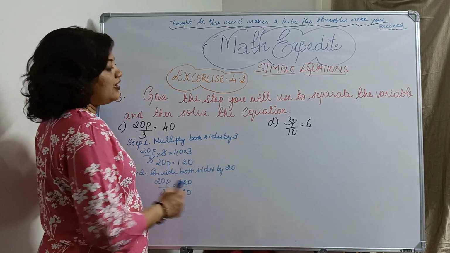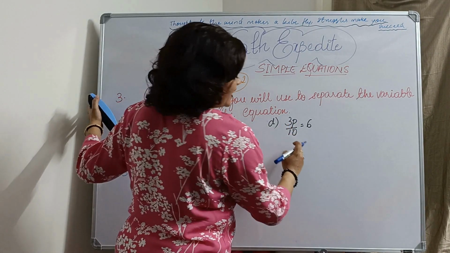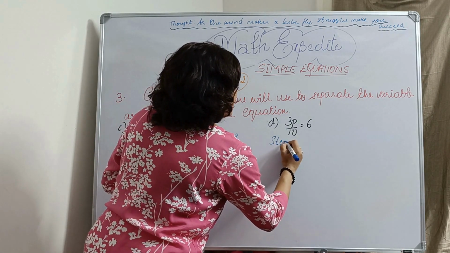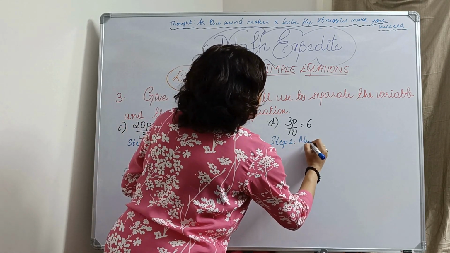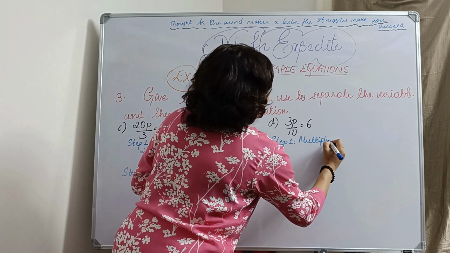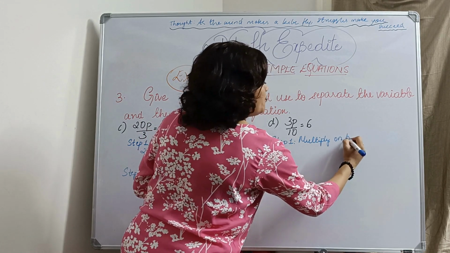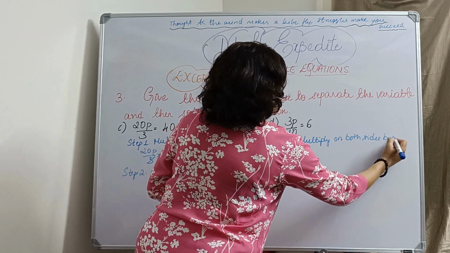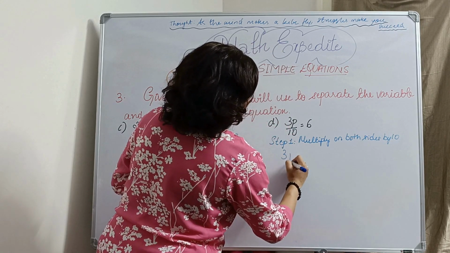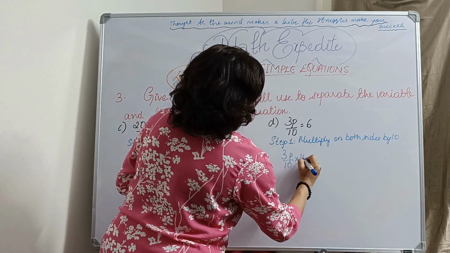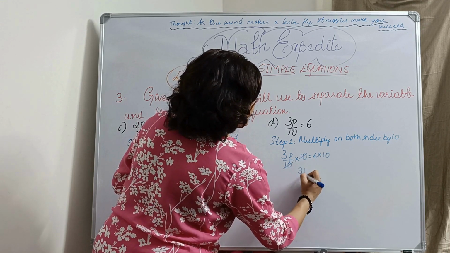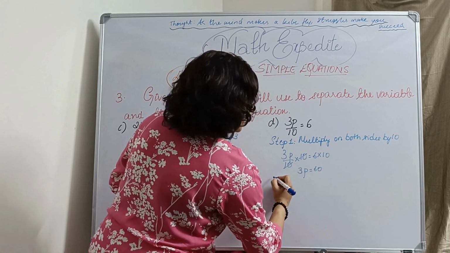Okay. Here 3p by 10 is equal to 6. So what do we do? Step 1, multiply on both sides by 10. 3p by 10 into 10 equals 6 into 10. 10 gets cancelled. I get 3p equals 60.